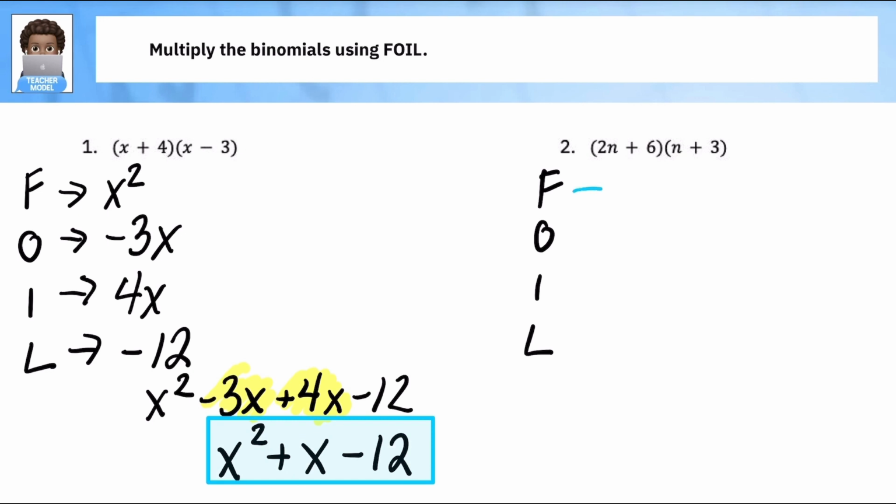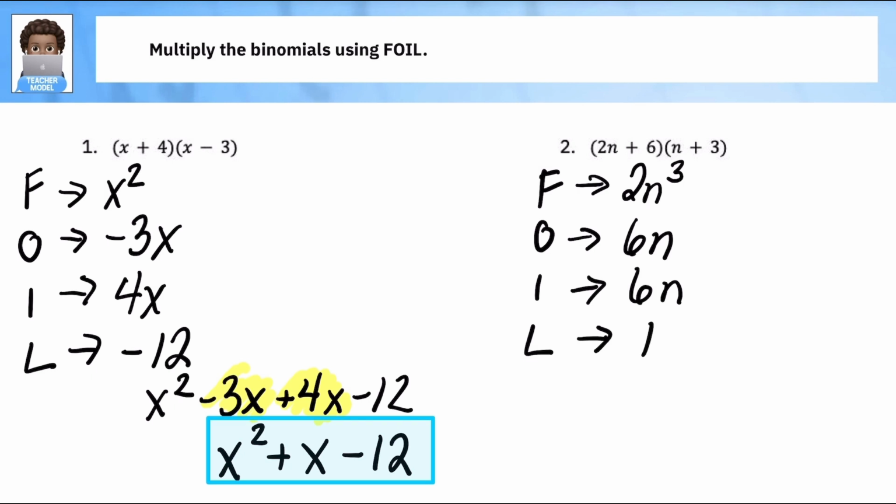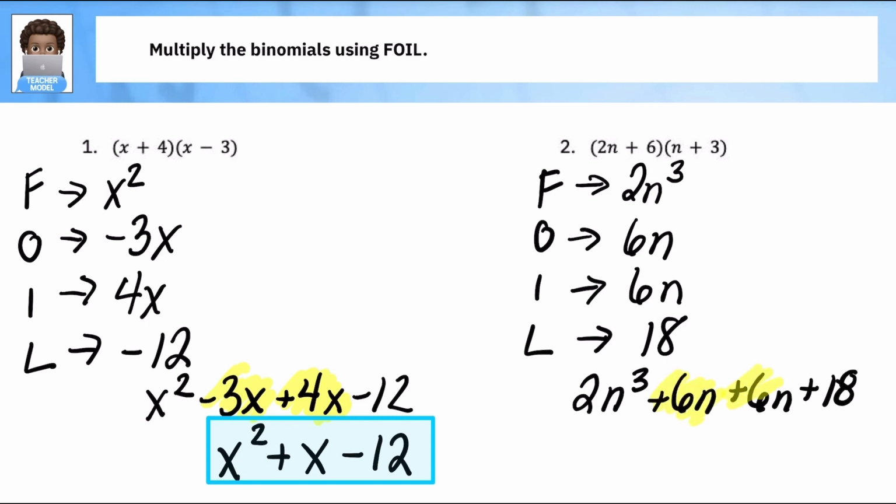And let's do the very last one. You can see how the more we do it, the faster we go. So our first numbers are 2n times n, or 2n squared. Outside, 2n times 3 is 6n. Inside, 6 times n, or 6n. And my last set of terms, 6 times 3 is 18. So I have 2n squared plus 6n plus 6n plus 18. You're already seeing our like terms. And so our final answer is 2n squared plus 12n plus 18.